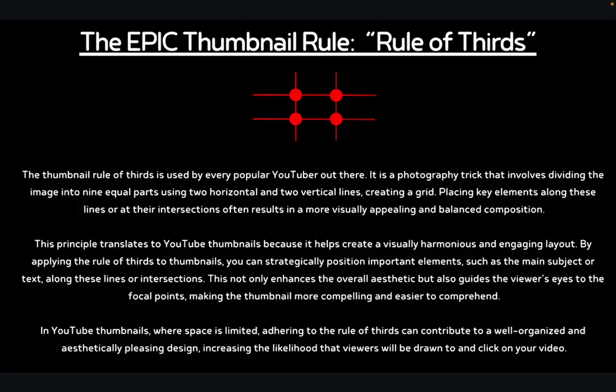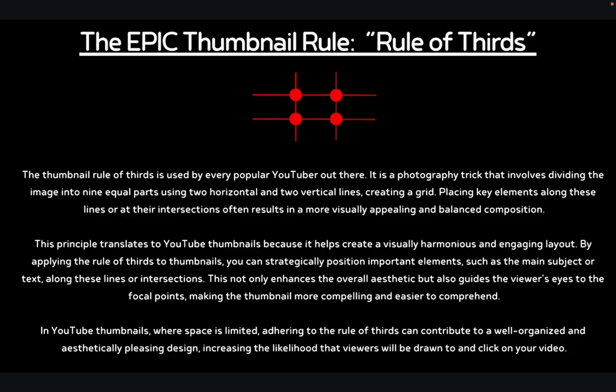Now, when you're scrolling the YouTube page, our eyes subconsciously and unconsciously are drawn to certain parts of a picture. So the rule of thirds is used by every popular YouTuber out there. It's a photography trick that involves dividing the image into 9 equal parts, 2 vertical lines and 2 horizontal lines, essentially creating a grid. Placing key elements like eyes and face and titles and different things in the thumbnail that you want people's attention to be drawn to, placing those along these lines or at their intersections often results in a more visually appealing and balanced composition.